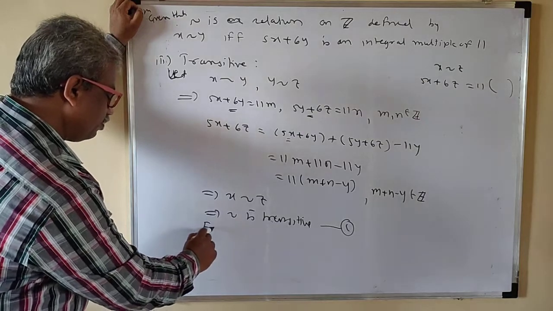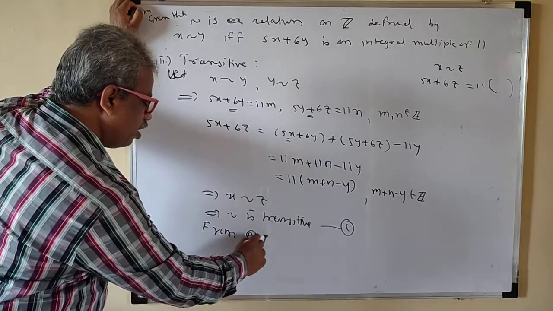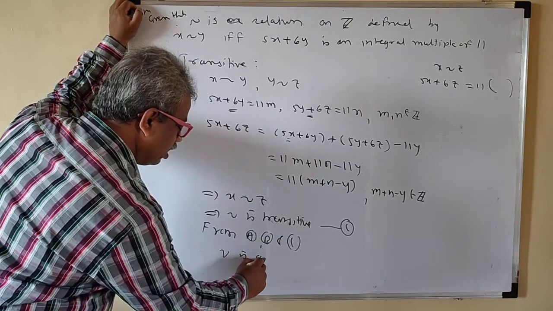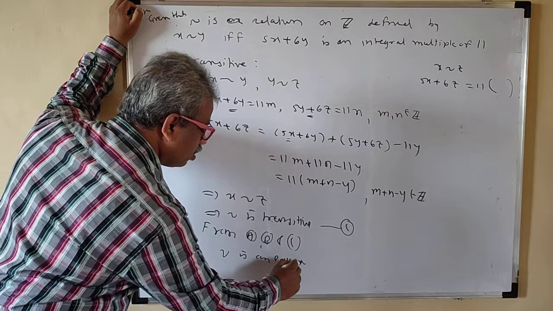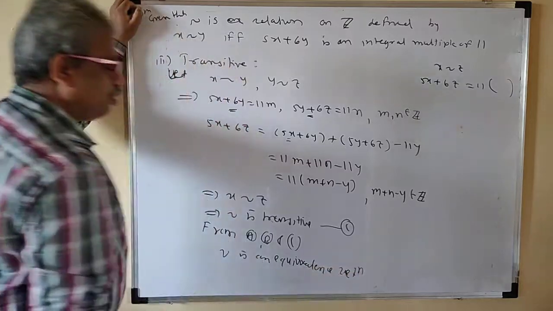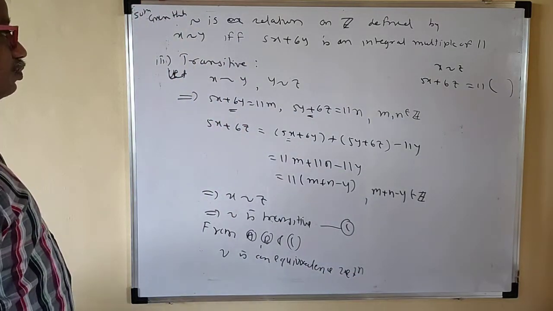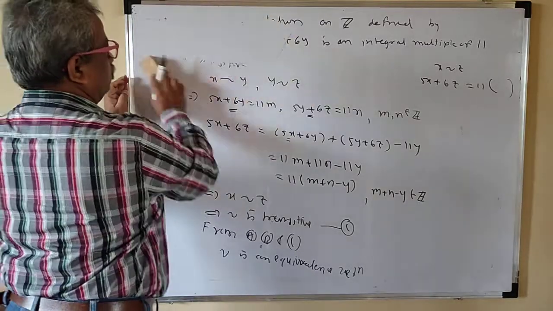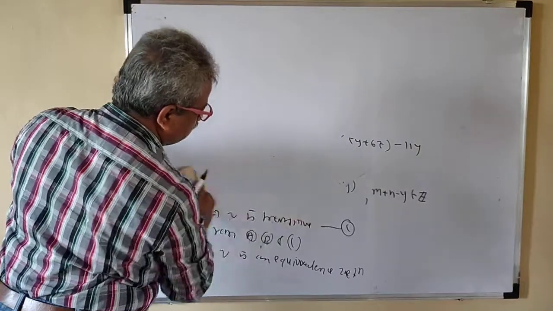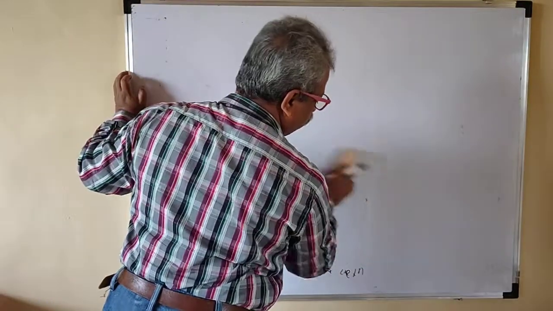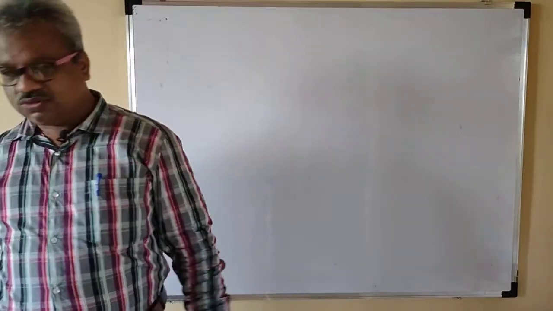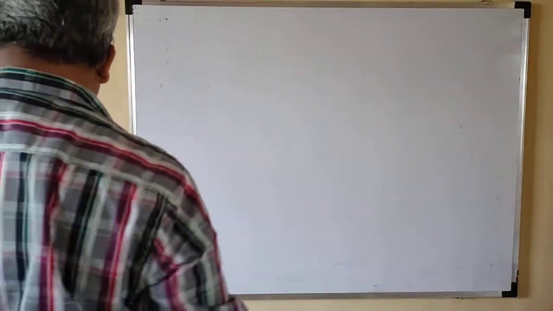So from A, B and C, theta is an equivalence relation. So again, very simple. We have to use only the idea, some calculations, and the knowledge below class 10.